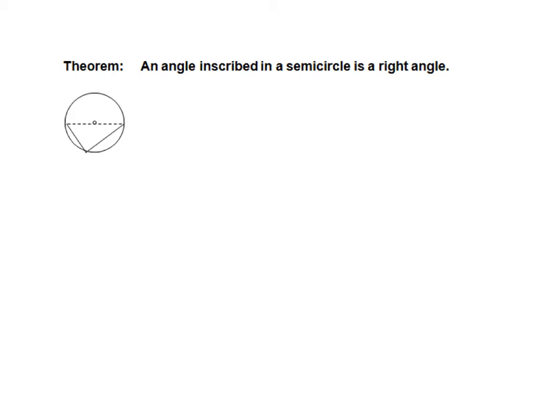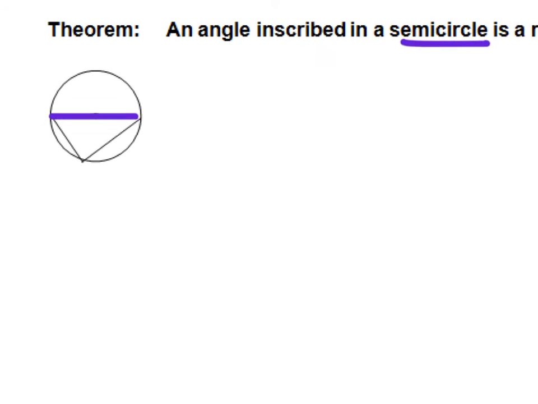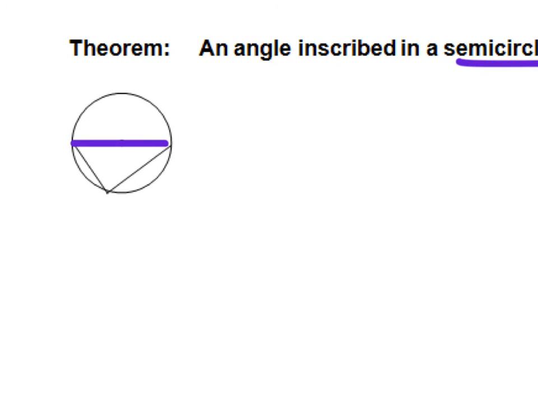Alright, our next theorem: an angle inscribed in a semicircle is a right angle. So what we want to remember here is a semicircle. The semicircle is going to go through the center of the circle. So here's our semicircle right there, going through the center. And anytime you have an inscribed angle that's forming that semicircle, for example, we have this inscribed angle, it's going to form a right angle at that inscribed angle.